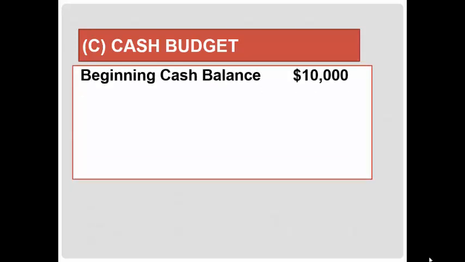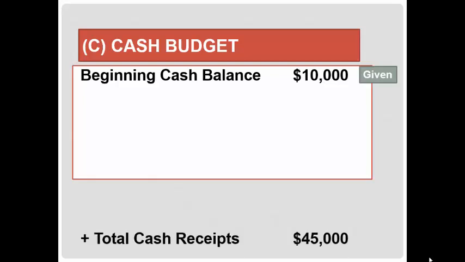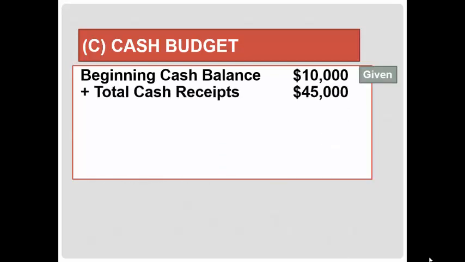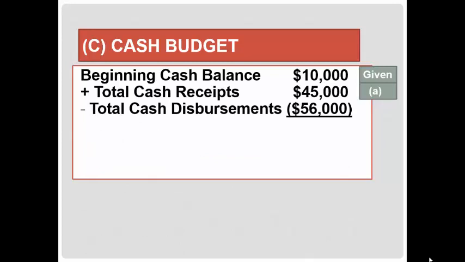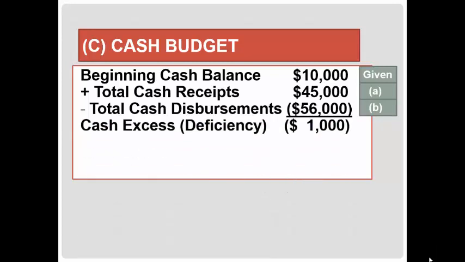Now we can put this all together in the form of a cash budget. To do a cash budget, you will want to remember that the beginning cash balance was given in the very first bullet point to be $10,000. Then we computed estimated cash receipts to be $45,000. That was in Part A. Cash disbursements are expected to be $56,000 from Part B. So this will leave us a cash deficiency of $1,000. So we are going to need to borrow some money.